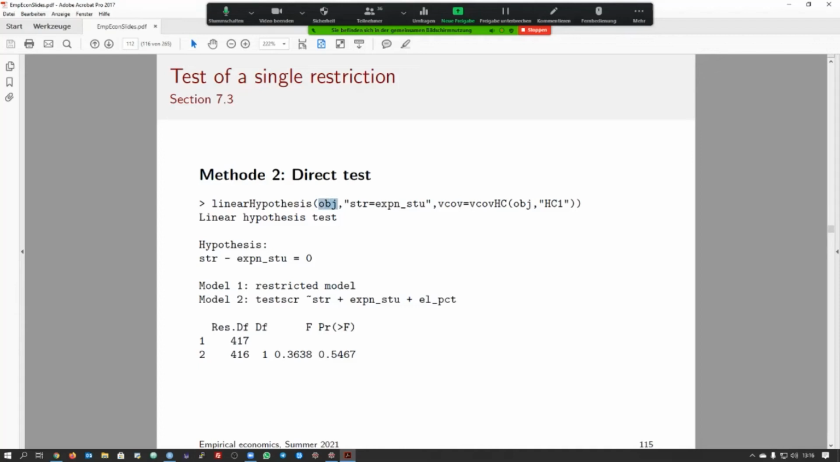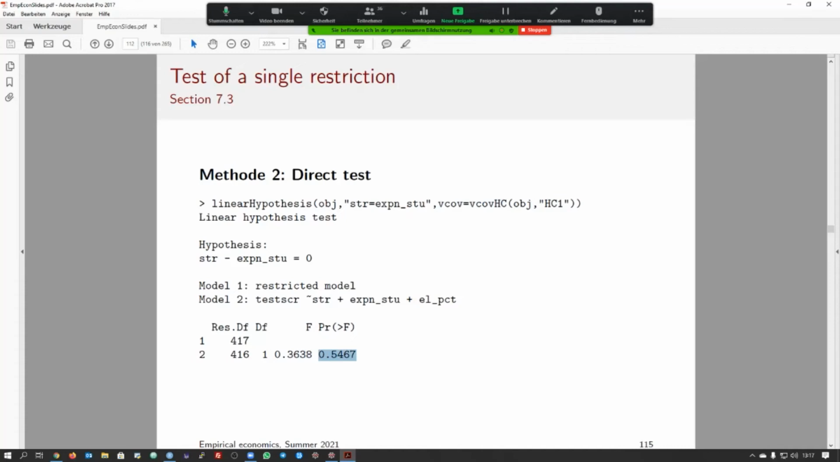We again put in our object, our regression, where we want to test the hypothesis on, and then we just put in as a string our hypothesis. In this case, STR, so the coefficient of student-teacher ratio, is equal to the coefficient of expenditure per student. And we again adapt for heteroscedasticity. And what we get down here is, again, in the output, the hypothesis that these two are equal, and our F statistic, which is just 0.3638. And the p-value of that F statistic is 0.55.